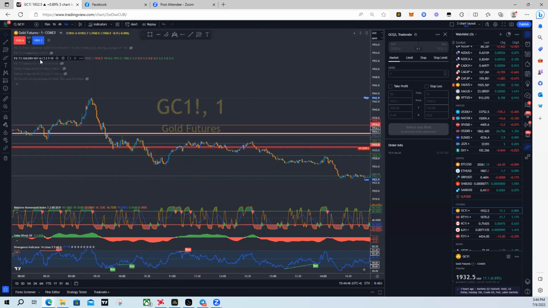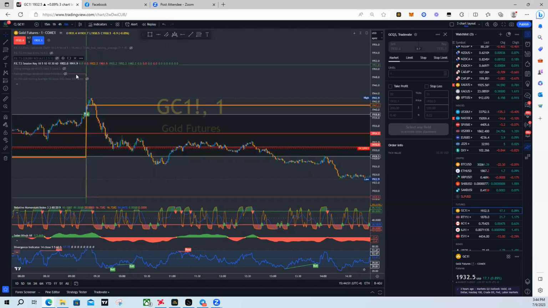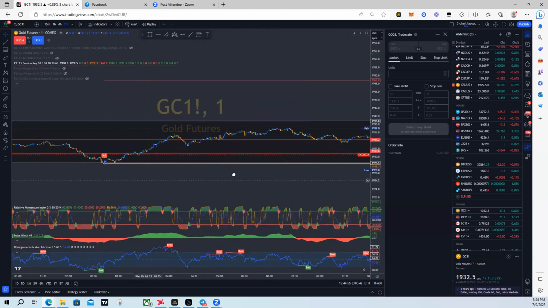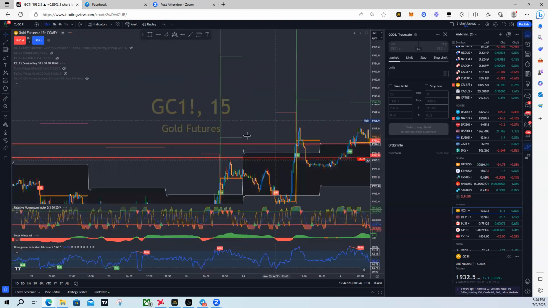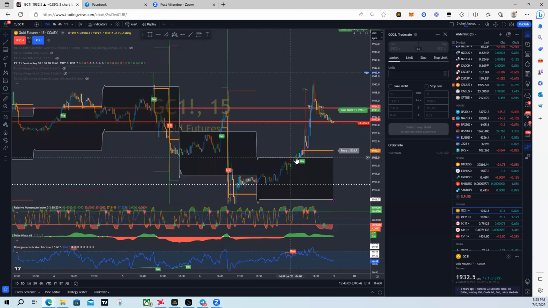Now, this is just golden key. When you add the session key, it gives more confluence. The session key is a bigger zone. You go to the 15-minute chart. Here's a beautiful buy, retest here. You could have caught it way up to the upside, 200 some pips.